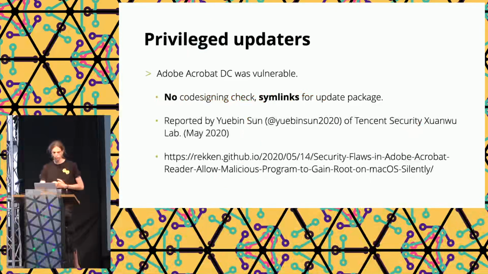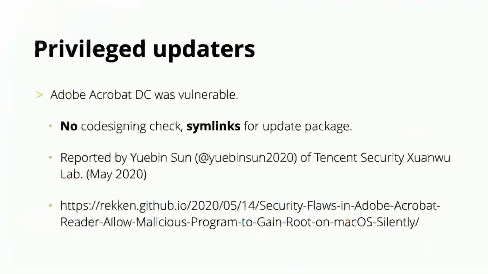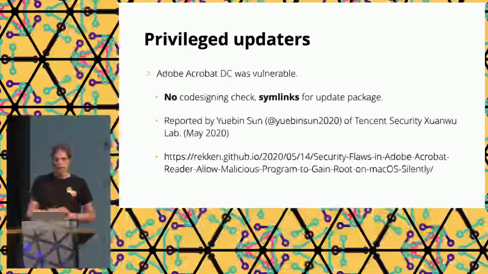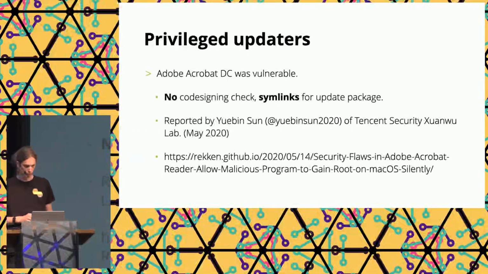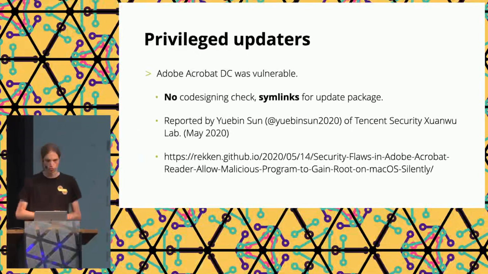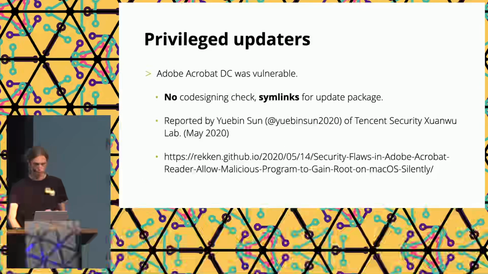It turned out that Adobe Acrobat was vulnerable. This was found by Yuo Bin Sun. There was no code signing check at all. That check was completely missing. And it was possible to use a symlink for the update package. So it would check the signature on the package, and then they would quickly change the symlink, and it would install something different than what it had checked. And there's also a nice write-up about this vulnerability that Yuo Bin published.